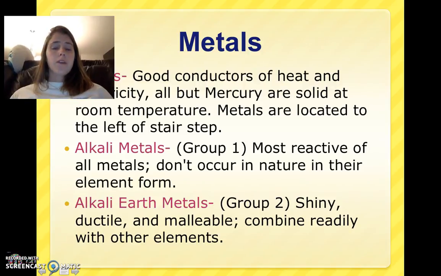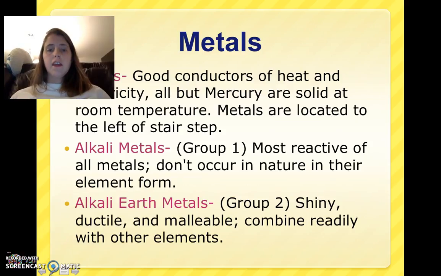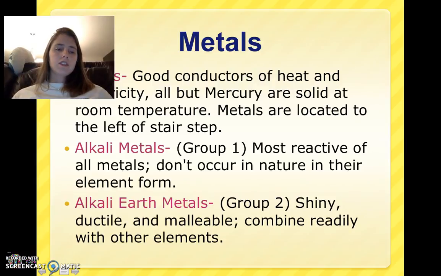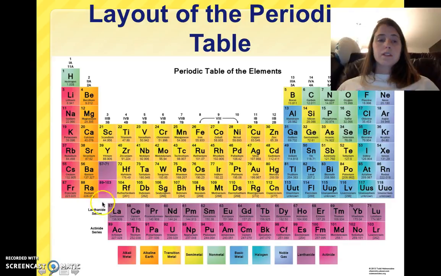Within the metals group, we have alkali metals. That's in group 1, so that's going to be this very first group right here. The alkali metals are most reactive, and they don't really occur in nature, so they're usually bonded to something else. We'll talk about bonds in a little while. And then we have the alkaline earth metals. This is group 2. They're shiny, ductile, meaning they're bendable, and malleable, and they combine readily with other elements. So all these guys are the alkaline earth metals.